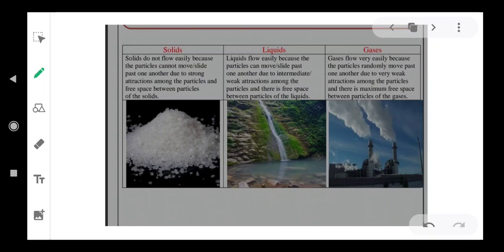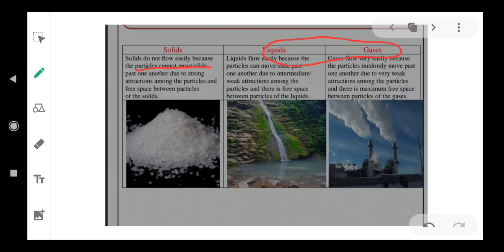See this. Solids do not flow easily because the particles cannot move or slide past one another due to strong attraction among the particles. So in solids there are strong attraction forces among the particles. That's why they can't flow, and there is little free space between the particles of solids. That's why solids are not called fluids. Fluids are liquids and gases. These liquids and gases together are called fluids.